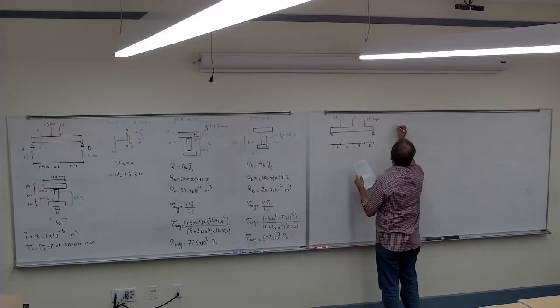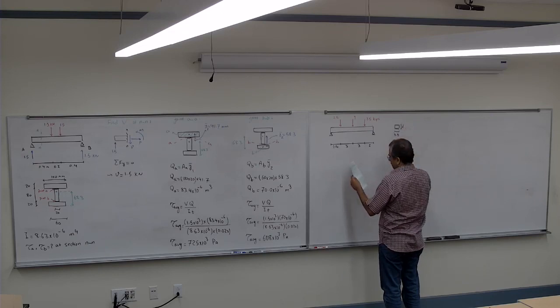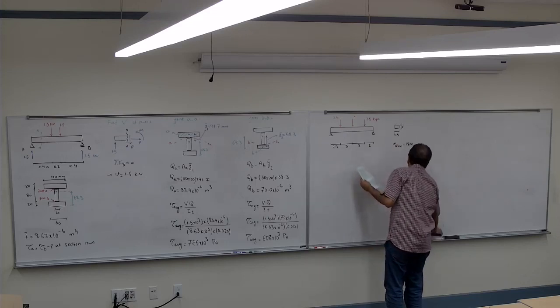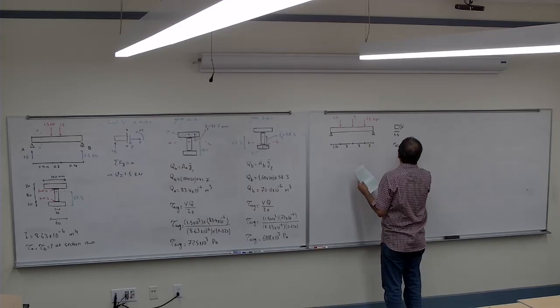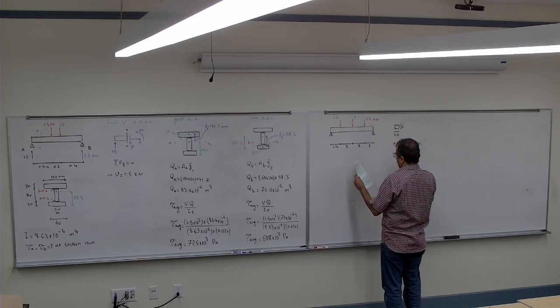The cross section that it has is 3.5, and the D, if you don't know how much that is, the sigma allowable is 1800 psi. And the tau allowable is 120 psi.